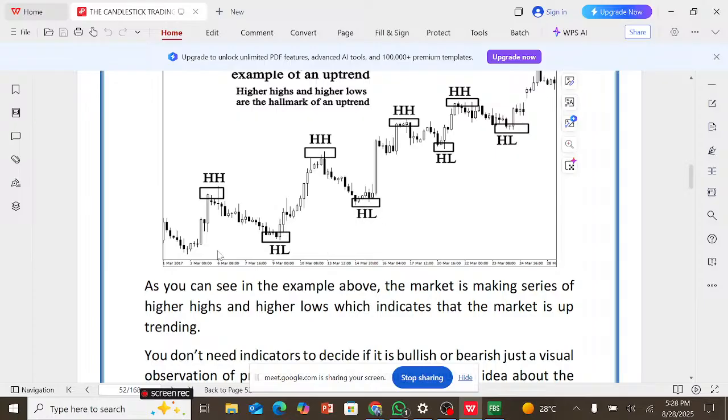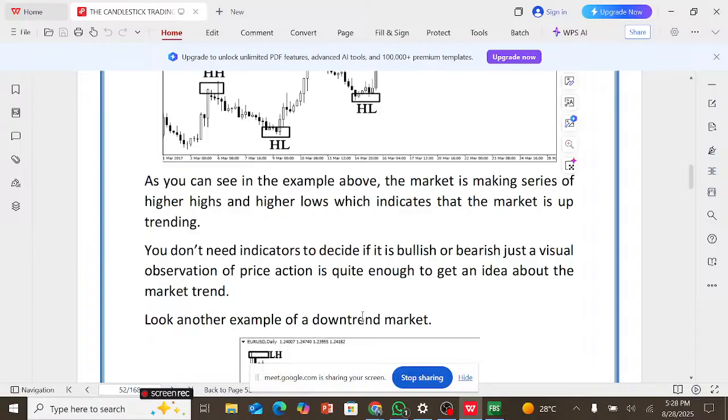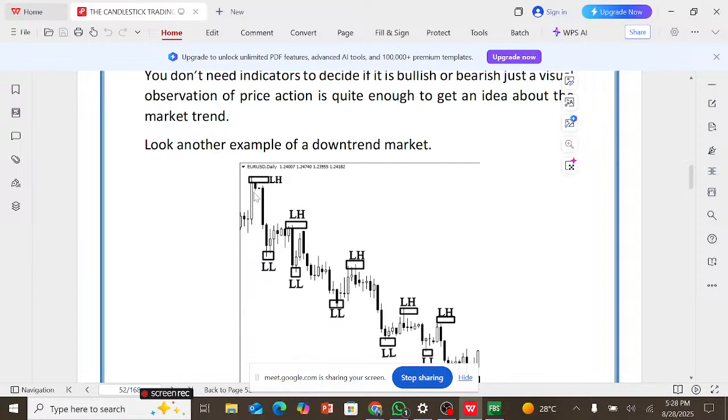It's because the market is moving much higher than it moves down. It makes the right steps to move higher than the steps it makes to come down. So if you compare the distance from here to here, you can see that the market is making more steps to go up with a few steps to come down. While in this form of a downtrend, the market is making the wrong step to go down. This is why we call it lower lows.